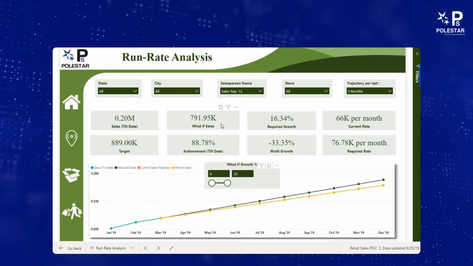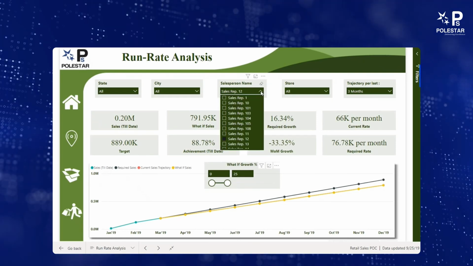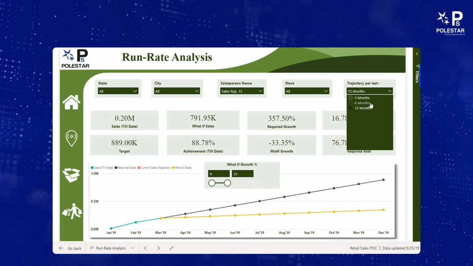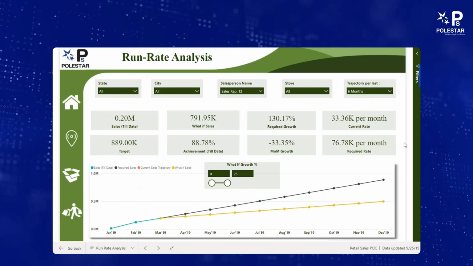So this is the area where you can actually simulate your scenarios and understand what if I change my sales representative, the performance of that sales representative also plays as a factor. I can also change the trajectory basis the last 12 months. So seeing the trend of the last 12 months, how would my growth for the next few months look like? You can see the trajectory differs. This, in short, was a detailed analysis of the retail sales.